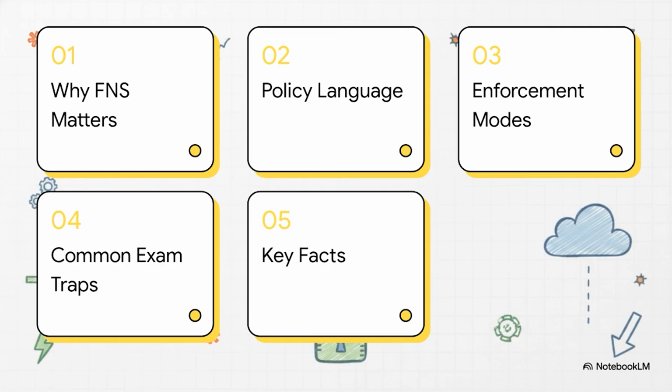We'll start with why FNS actually matters, then dissect the category-based policy language. After that, we'll do a walkthrough of the enforcement modes, point out some really common exam traps to watch out for, and finally wrap up with a cheat sheet of the key facts you just have to memorize.